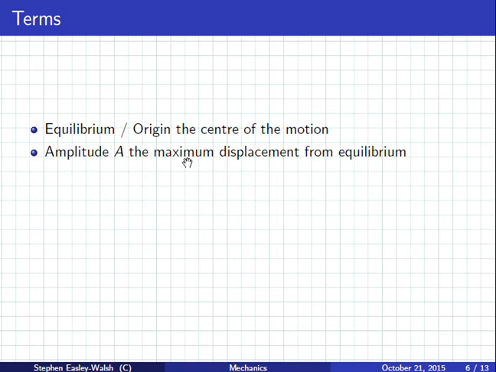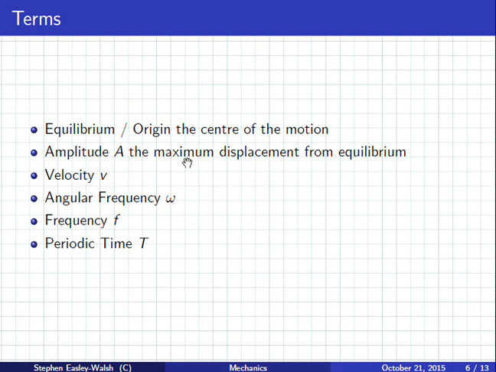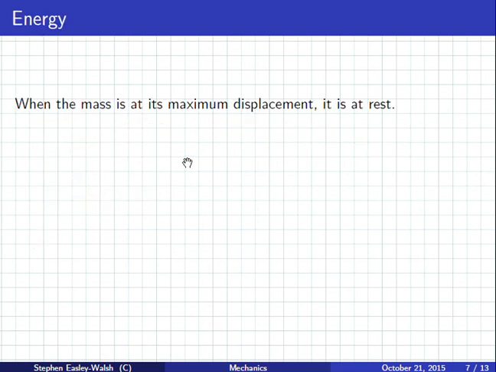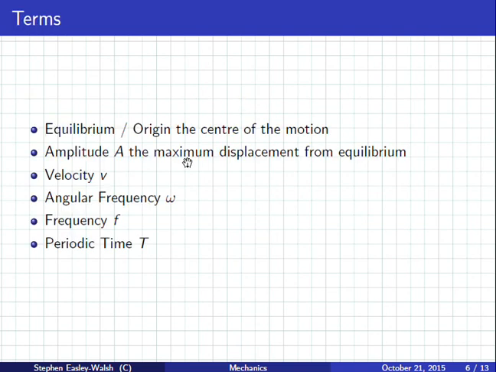The amplitude is the biggest. Yeah, the maximum is the amplitude. So if I pull it up here, this is the amplitude. It's the maximum. Velocity. Angular frequency, I just showed you in the animation. Frequency. Periodic time. And you can see it's very similar to circular.